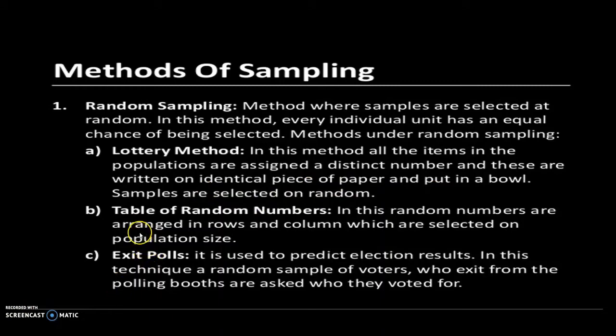The next method of random sampling is table of random numbers. In this, random numbers are arranged in rows and columns which are selected based on population size. Then the third one, exit polls. It is used to predict election results. In this technique, a random sample of voters who exit from the polling booths are asked who they voted for. We have seen these exit polls during the time of election.